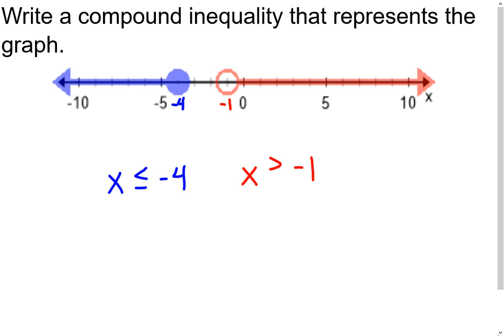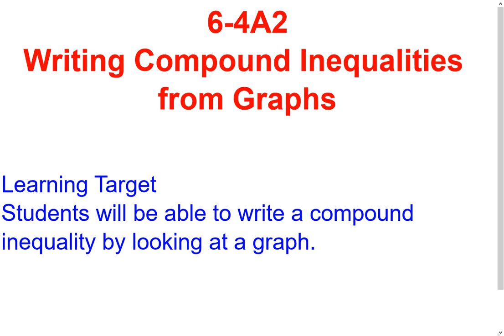Now, is it possible to satisfy both of those inequalities? No. And because of that, this would be an example of an or inequality. So I have x is less than or equal to -4, or x is greater than -1. And we've written a compound inequality to represent that graph. And then that will conclude my lesson on writing compound inequalities from a graph.